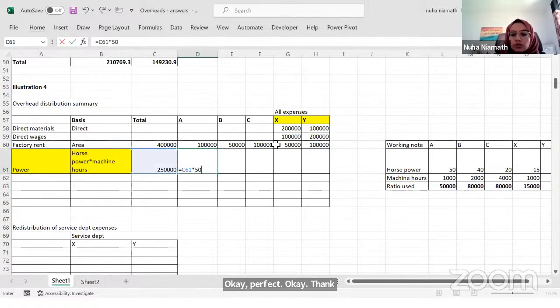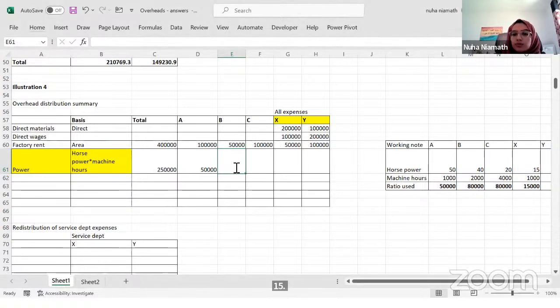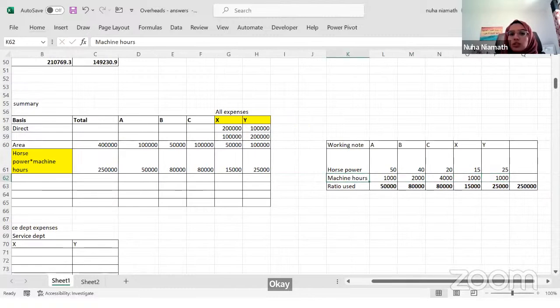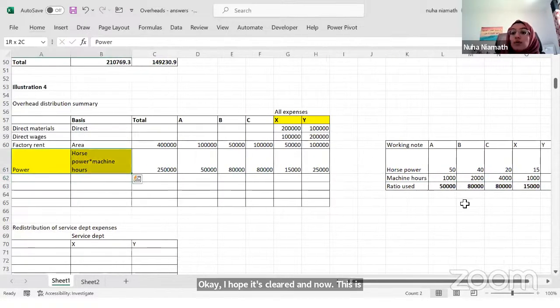So that will be this. From what we found, 50,000 by 250, 50. Then we have seen it as 80,000, 80 by 250. Then we have the same one, 80 by 250. Then it will be 15,000. And the last one will be 25,000. I hope it's clear till now. So this is how you will use it for power. Power has a different way of being apportioned because you will be considering horsepower into machine hours. Proceeding with the next ones.